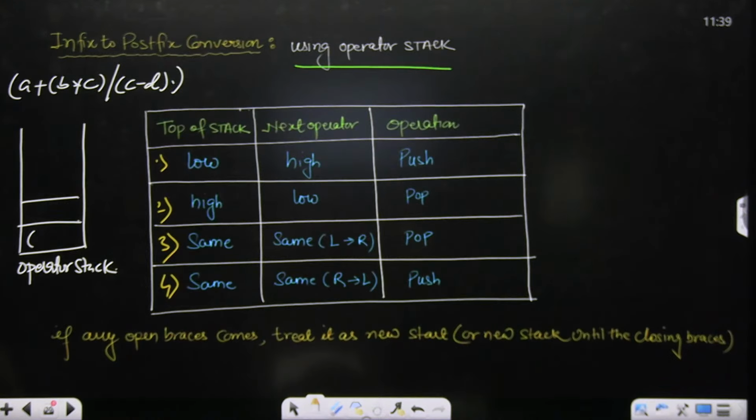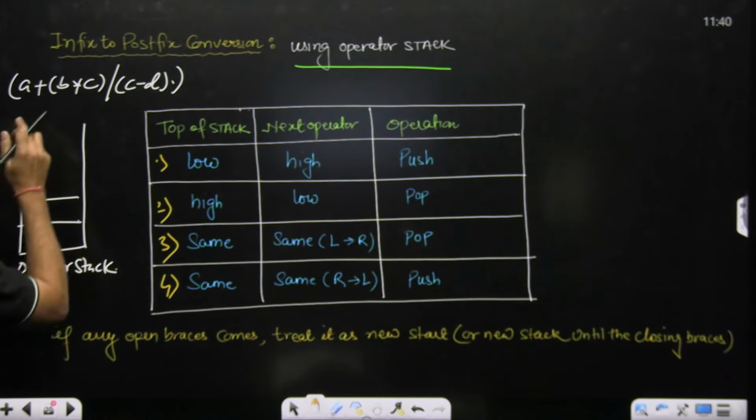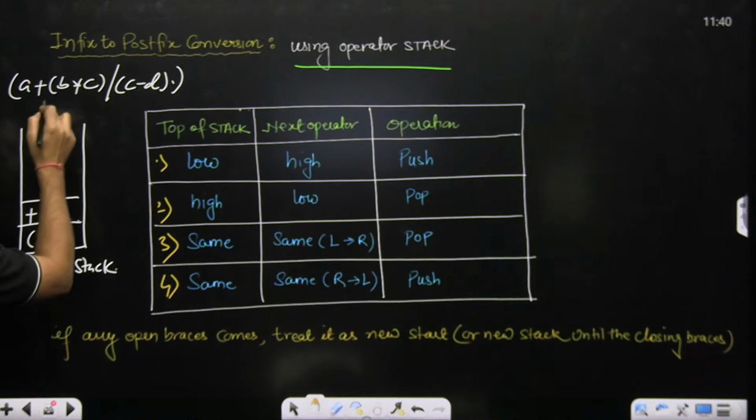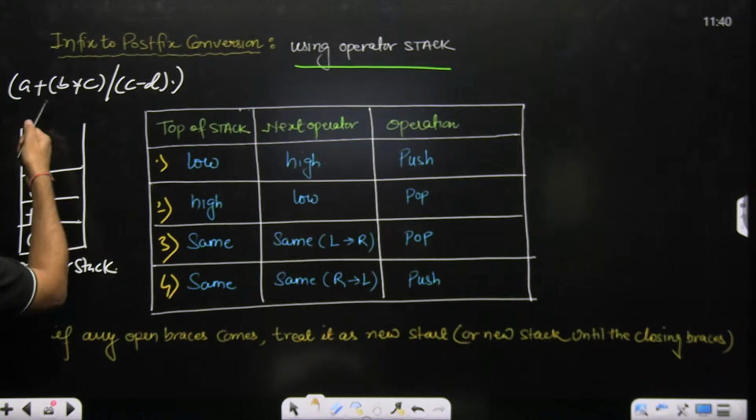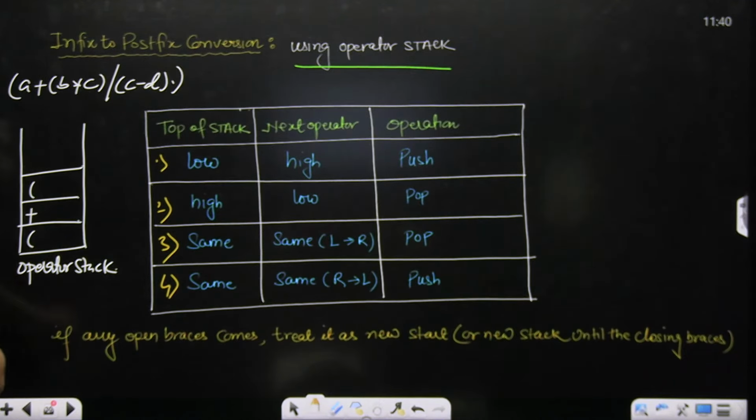So here this is an operator, push into stack. A is an operand, so do not push into stack. Then plus, push into this stack. Then this is a left parenthesis. This opening is treated as a new start, right? Don't compare with this plus, student.